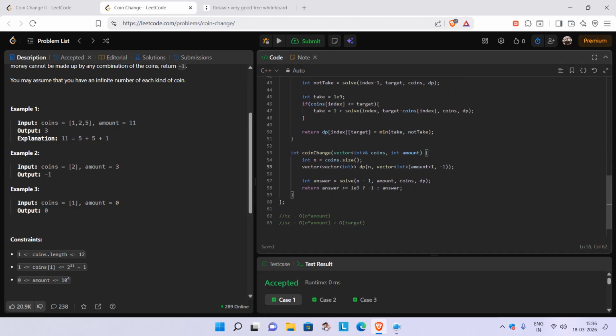So the time complexity is n times amount. Again, the space complexity is for the DP vector, and this is for the recursion stack.